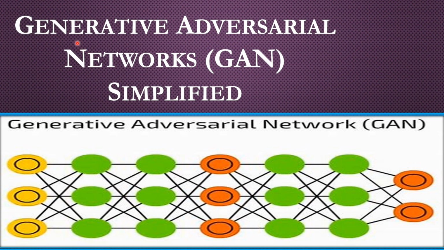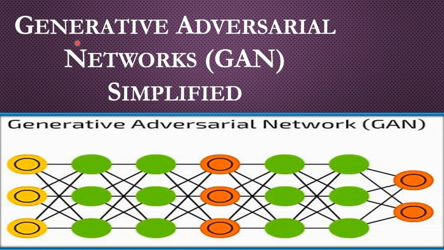Generative adversarial networks, or GANs. These are a type of machine learning algorithm that can generate synthetic data that is nearly indistinguishable from real world data. They work by pitting two neural networks against each other in a game-like competition, with each network trying to improve its performance by outwitting the other.